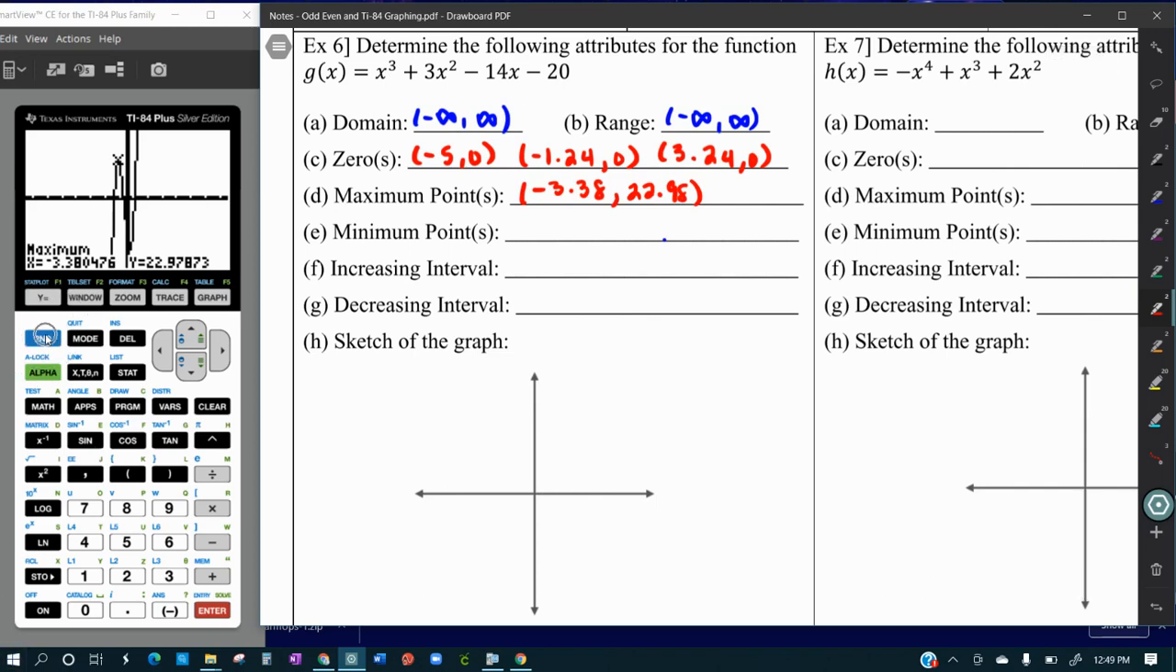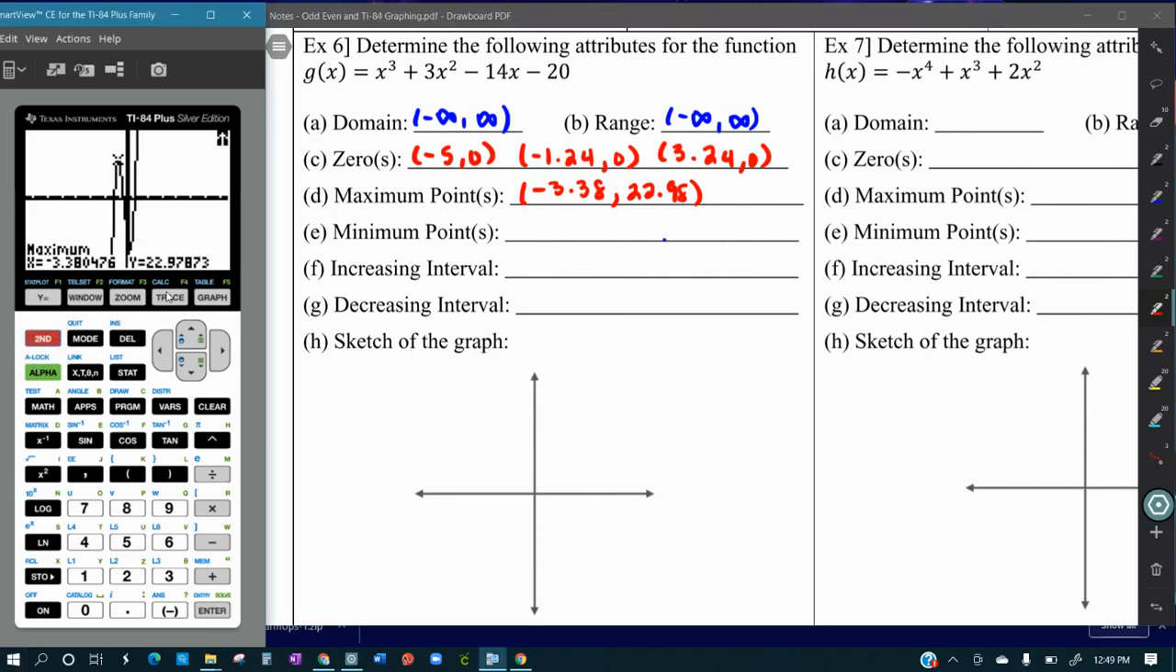Now let's look at the minimum. So again, second, trace, go to minimum, and it's going to ask you the same 2 questions, left bound and right bound. So here's the minimum point. We need to be on the left of it. So this is the left somewhere. Enter. Now go to the right of the minimum. Enter. And guess. So here's our minimum coordinate.